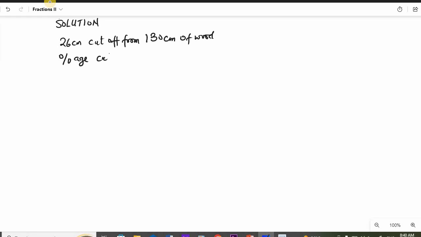Alright, so I'm just gonna write solution. Okay. So 26 centimeters cut off from 130 centimeters of wood. Percentage cut off. Okay, so we'll simply say 26/130 times 100%. Okay, now this gives us 0, cancel 0 here. 13 goes here 1, 13 goes here 2. So the answer is 2 times 10, that's 20%.